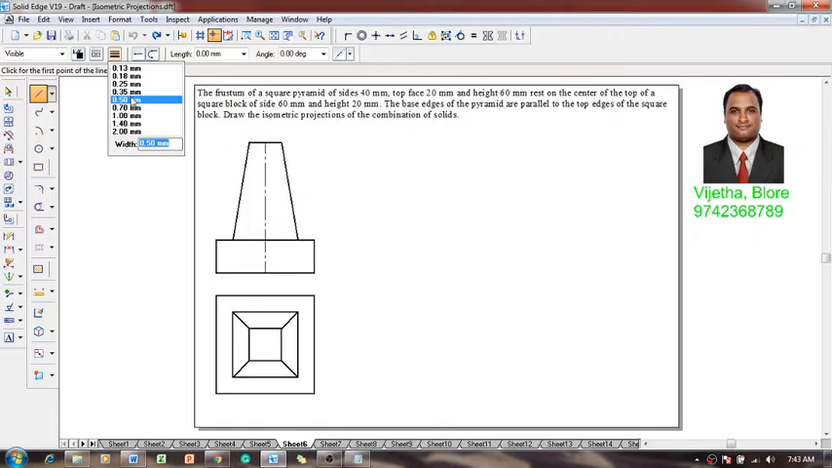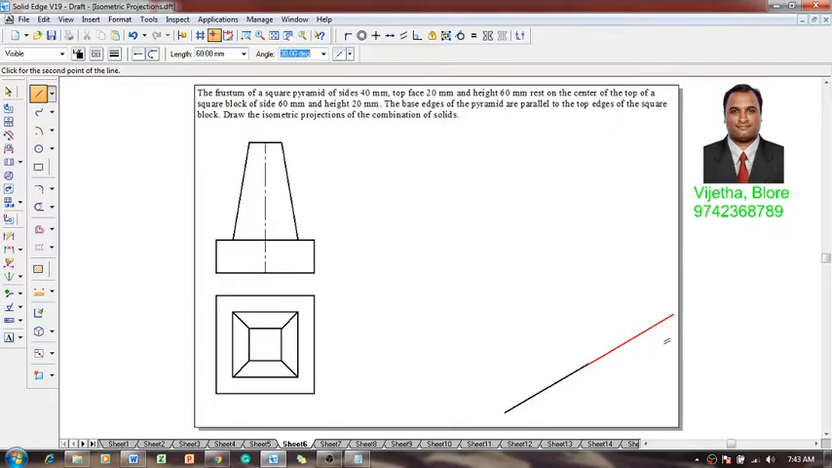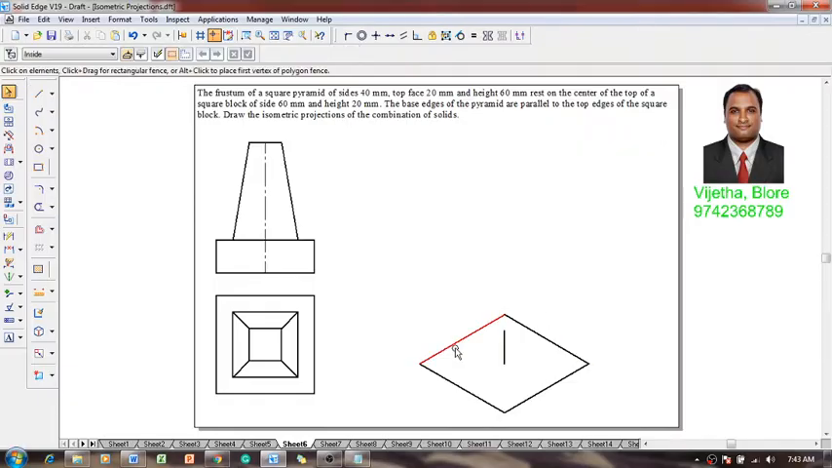Using the line command with a thickness of 0.5 and a continuous line, let us construct the square of 60 mm. So 60, 30, 60, 150, 60, minus 150, and 60, minus 30, and connect it back to the first point. Now, from the center of this square, that is the polygon, we have to get the height of the square block as 20 millimeter. So let me have the axis 20 millimeter high.